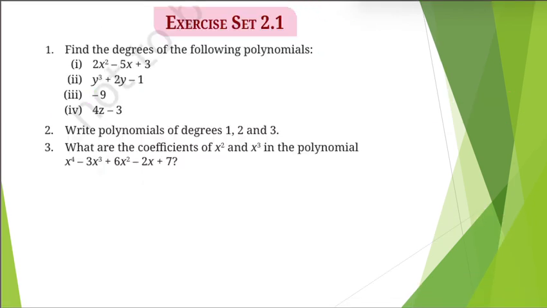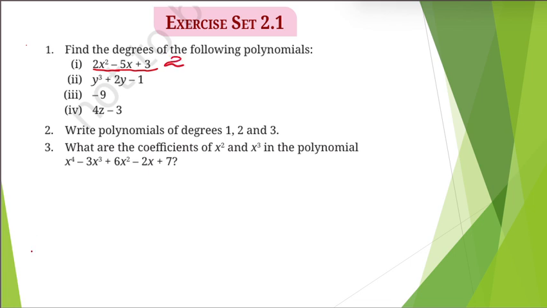Once you get the concept, the exercise will be very easy for you. Exercise 2.1. The first question is: find the degree of the following polynomials. Seems to be very easy. What do you mean by the degree? Degree is the highest power of the variable, right? So the first polynomial is 2x square minus 5x plus 3. x square is the highest power of the variable x, so its degree is 2 only.